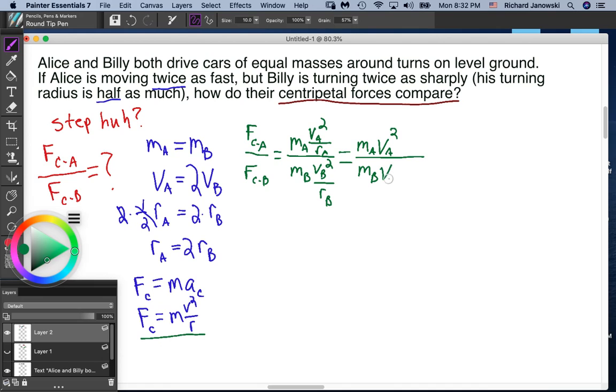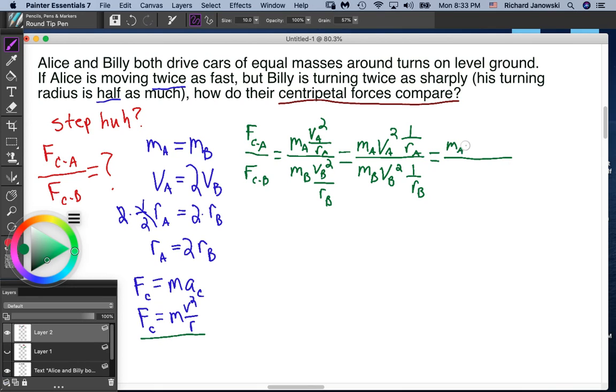And velocity of Billy squared is on the bottom. And what are we left with? On the top, we have 1 over radius of Alice, and on the bottom, we have 1 over radius of Billy. So this is the tricky part. This is the ugly thing we're going to have to deal with. So let me rewrite this again, and then I'll explain what's going on with that bottom bit.